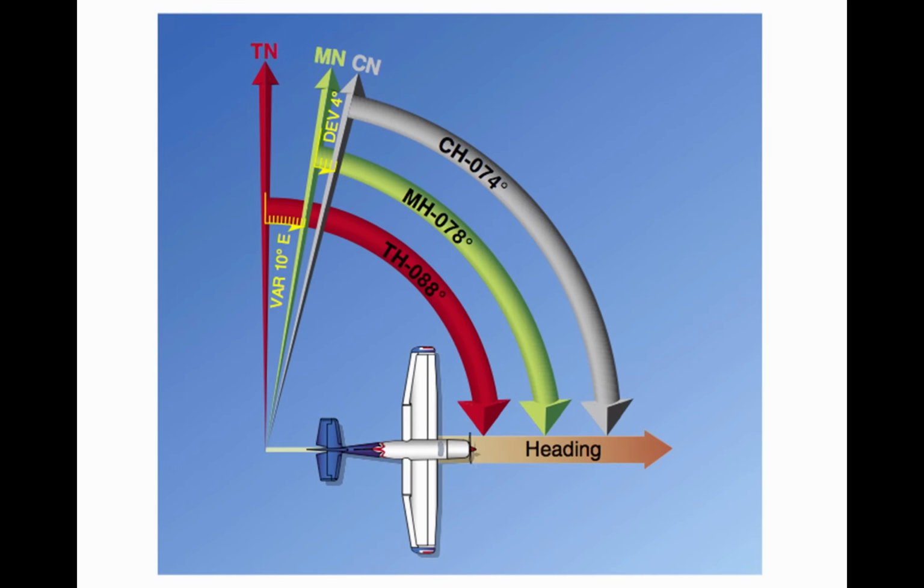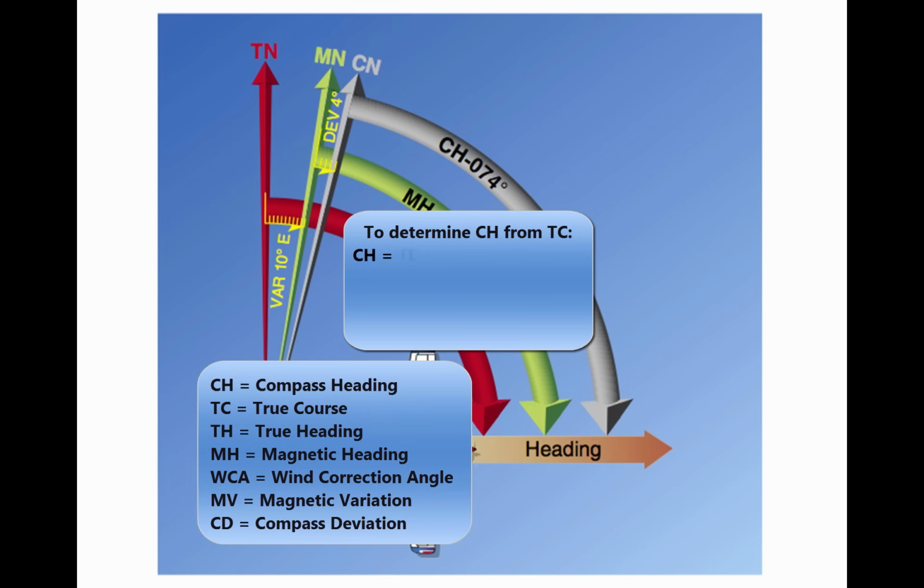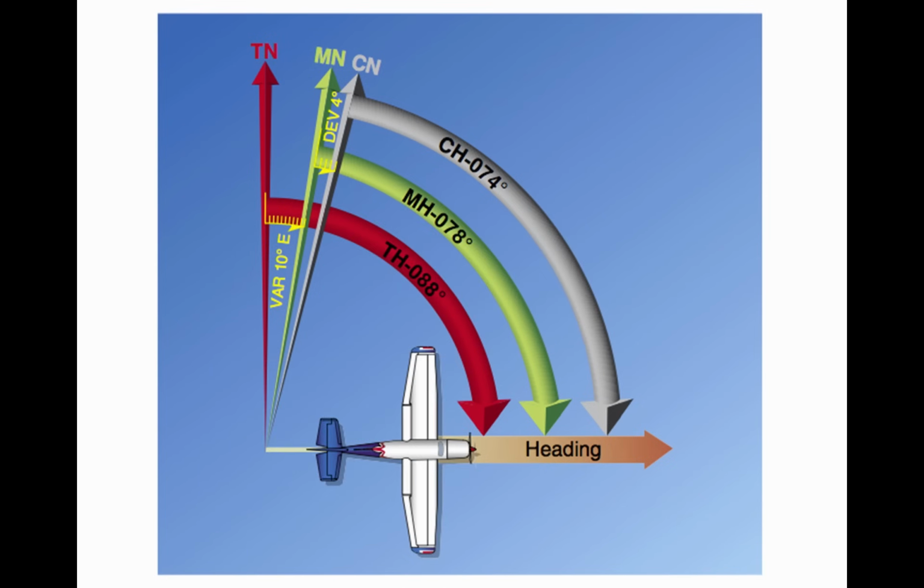The following method is used by many pilots to determine compass heading. After the true course, TC, is measured and wind correction applied, resulting in a true heading, TH, the sequence TH plus or minus variation, V, equals magnetic heading, MH, plus or minus deviation, D, equals compass heading, CH, is followed to arrive at a compass heading.